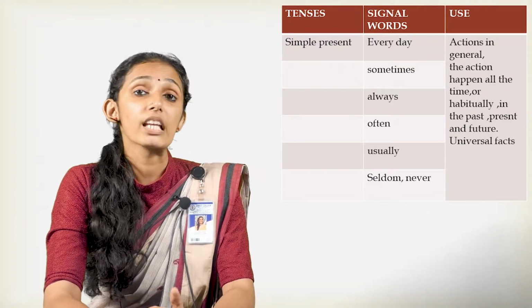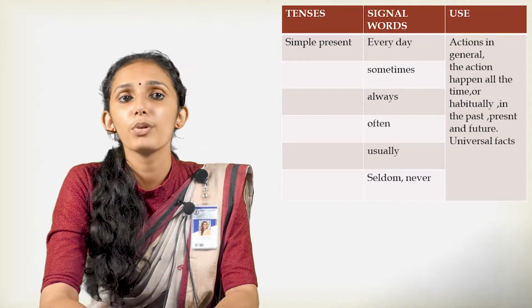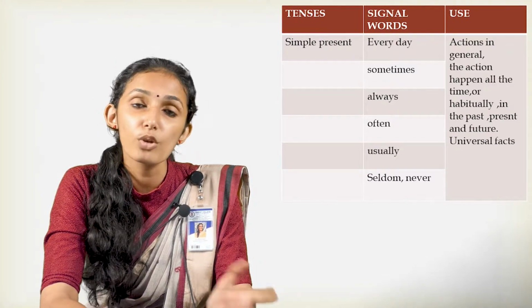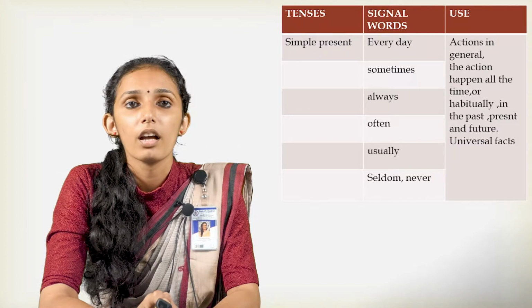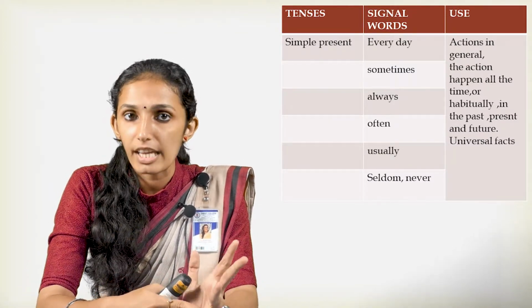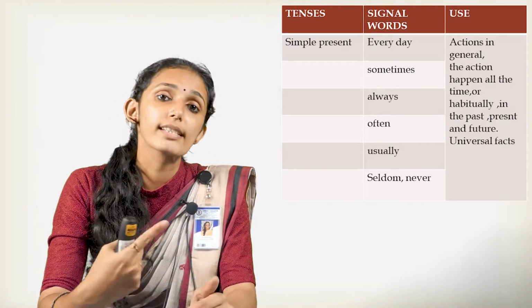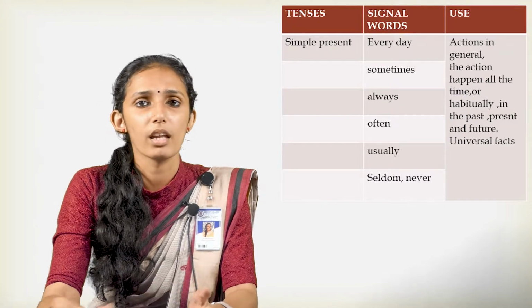So here are some signal words that you can spot in a sentence, and that will probably help you identify the word form that's being used in a sentence. In the case of simple present, every day, sometimes, always, often, usually, seldom, or never are the signal words.